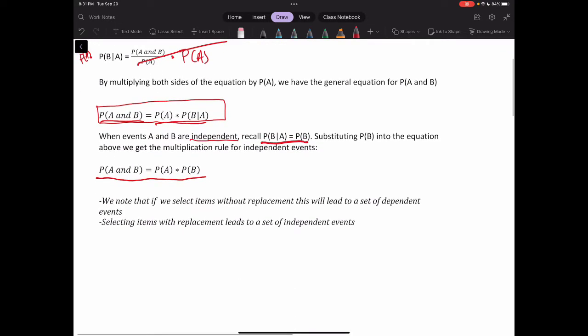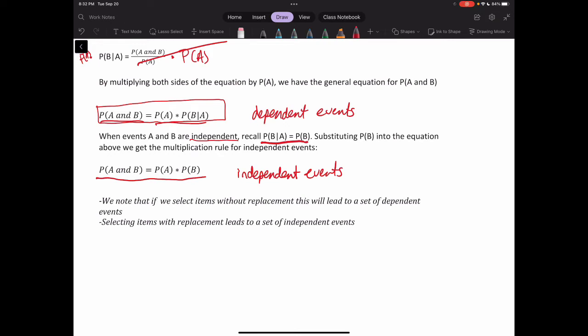Before we jump into a couple of examples here, I want you to take a quick note. As you can see, the difference between the two formulas really depends on whether we have a set of dependent events, which leads us to the general formula, or a set of independent events, which leads us to the simplified version, right?